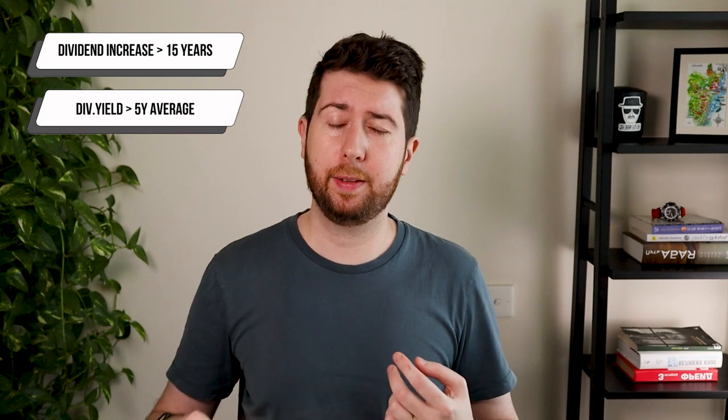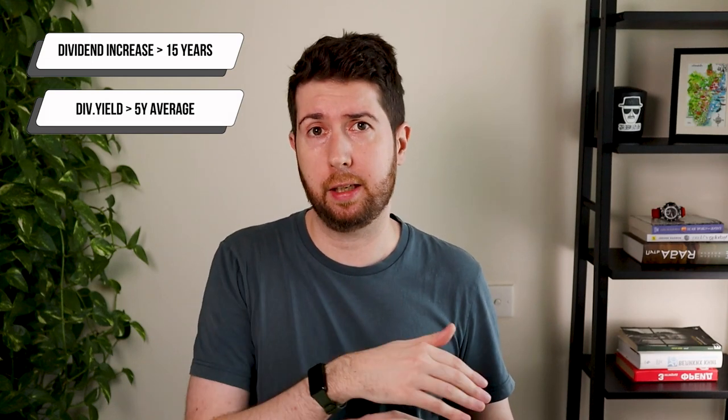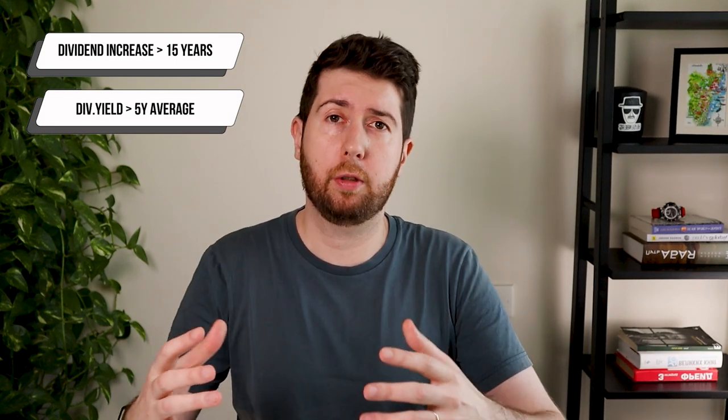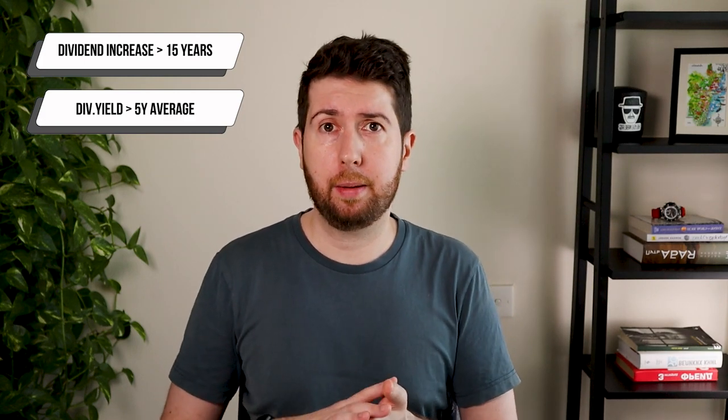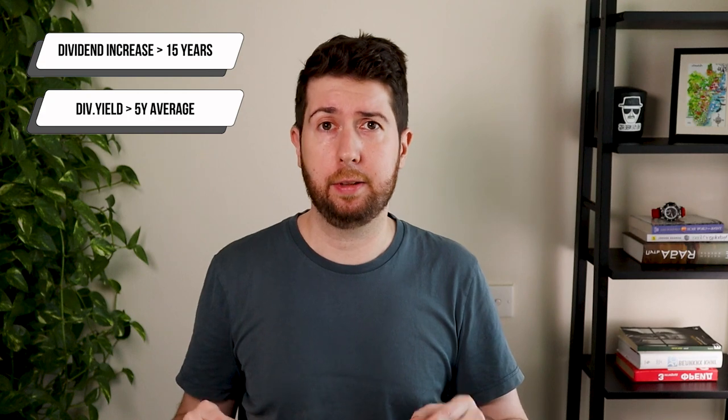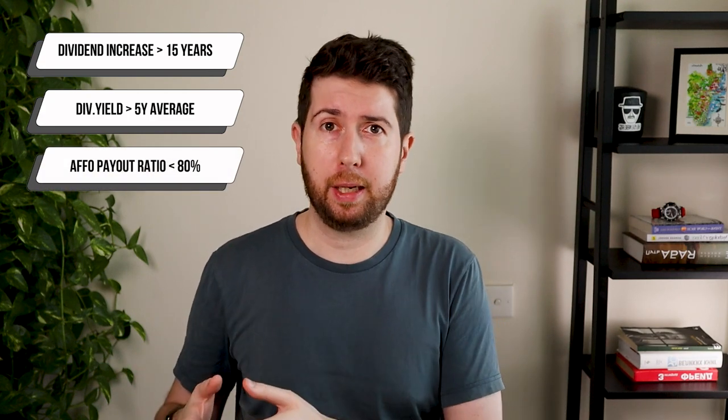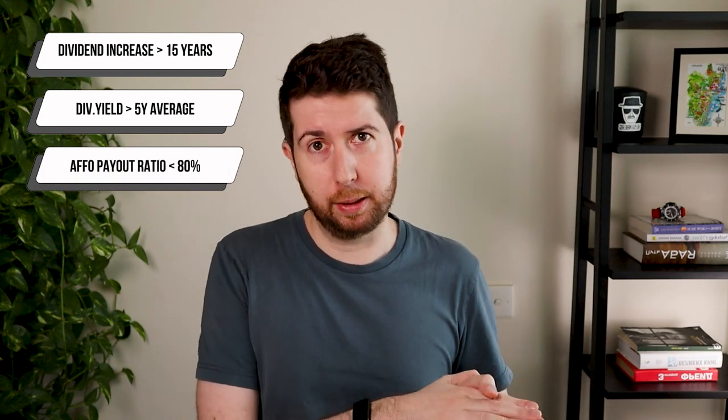Second criteria, dividend yield must be higher than the 5-year average. This will give a picture of a company that at the moment is a little bit underpriced, but at the same time, we want this dividend to be safe. This is why the third criteria is the payout ratio must be lower than 80%.